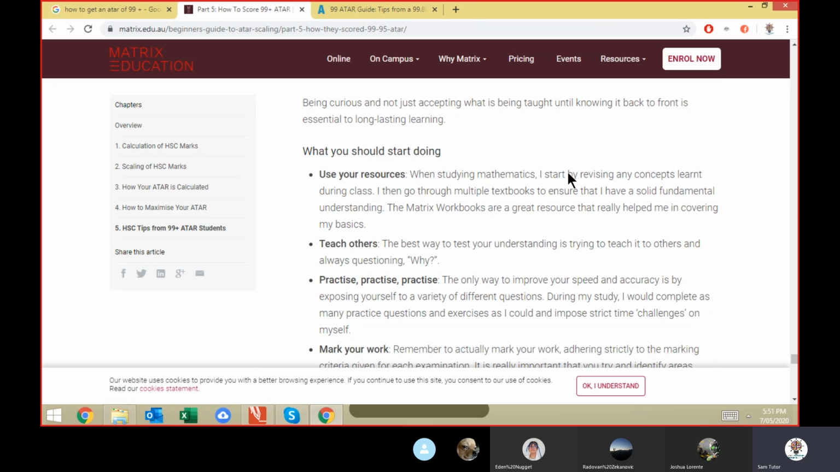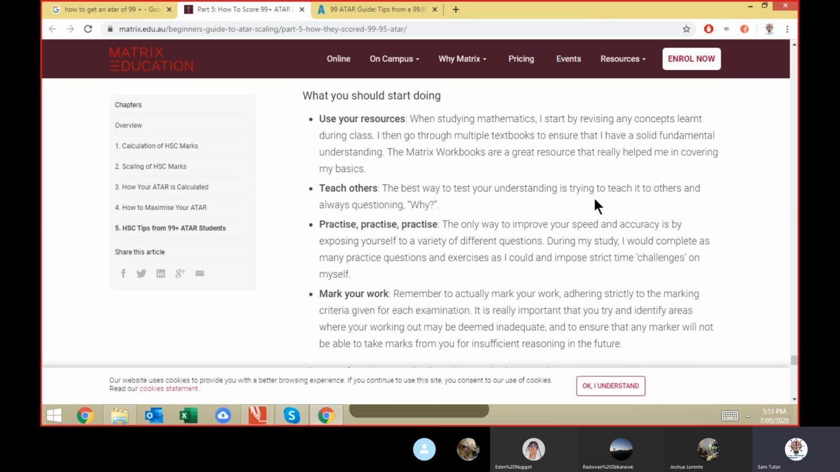When studying maths, here we go, that's a good one for you guys. When studying maths, I start by revising any concepts learned during class. Revise instead of restudy. I then go through multiple textbooks to ensure that I have a solid fundamental understanding. They're a great resource that really helped me in covering my basics. The best way to test your understanding is to try to teach others, always questioning why. I always said that to you guys. Try to teach others, become robotic. Practice, practice, practice. The only way to improve.